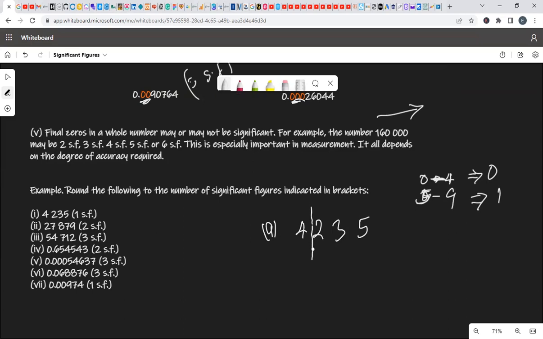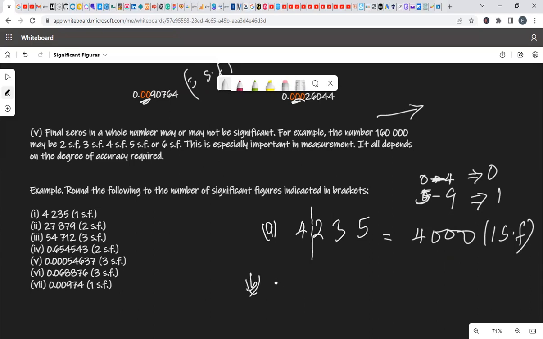Let me use a line to demarcate the position. The next number to it is 2, which is in this range. So 2 rounds to 0, and 0 plus 4 is still 4. We can put the remaining zeros, 0, 0, 0. So 4, 0, 0, 0 to one significant figure. Okay, that is that for question A.